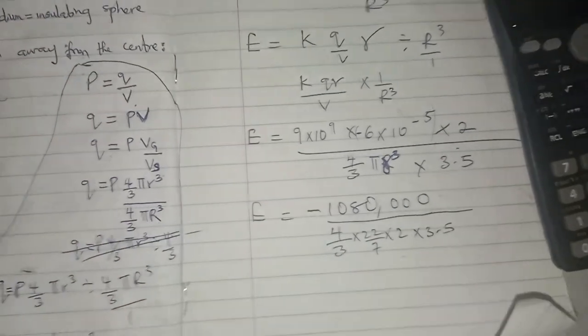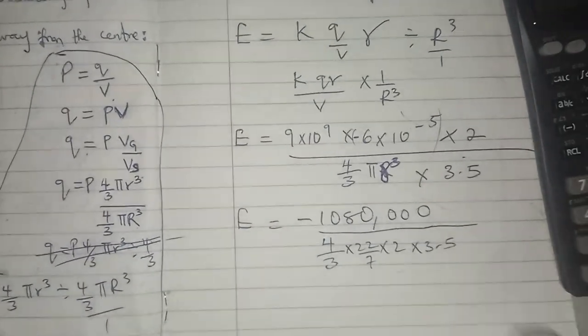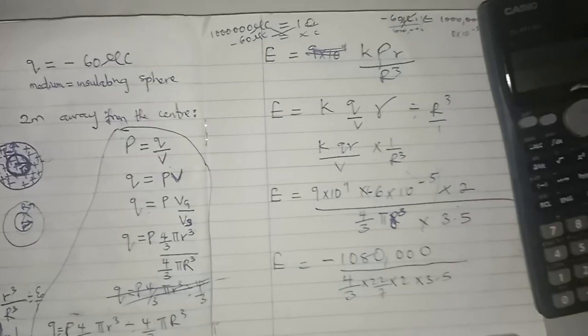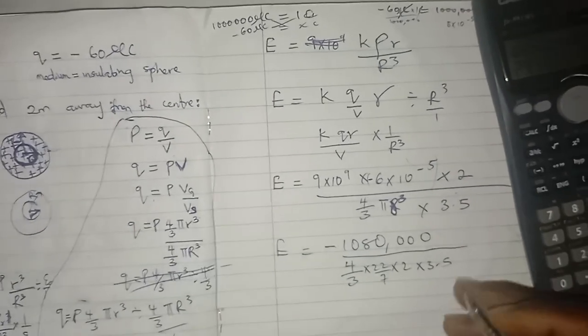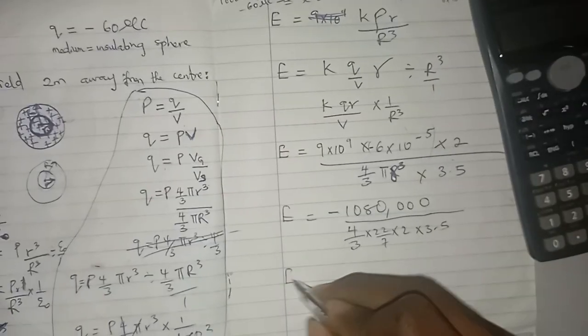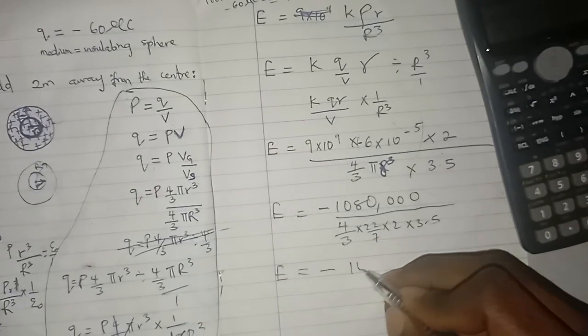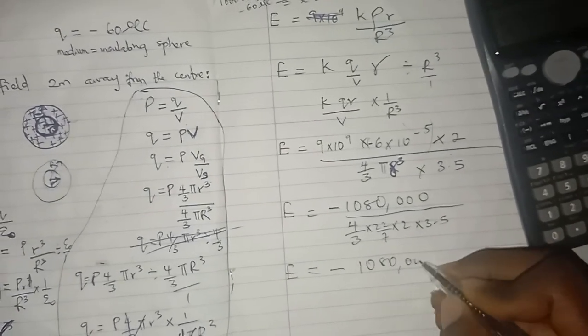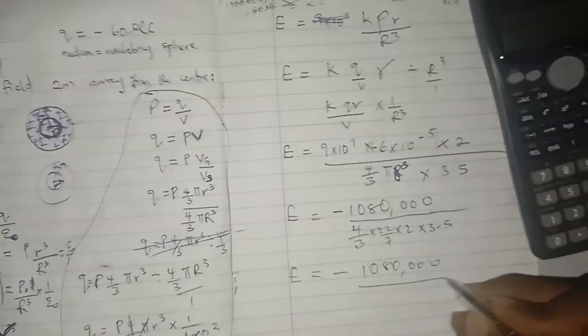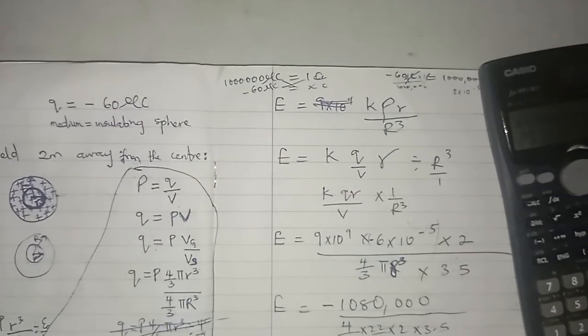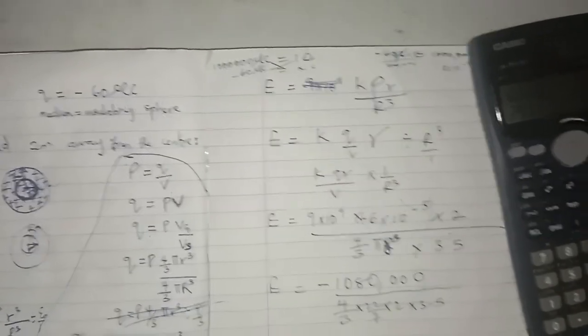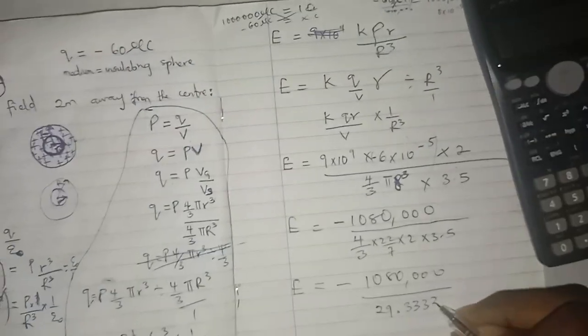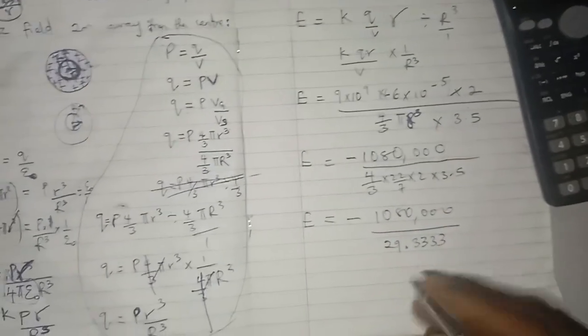So if I know this, I will now have, let's do the maths. Okay, so you will now have E equals to minus 1,080,000 all over 29.3333. I've told you I like using 4 decimal places.